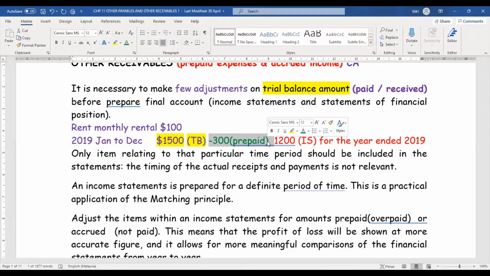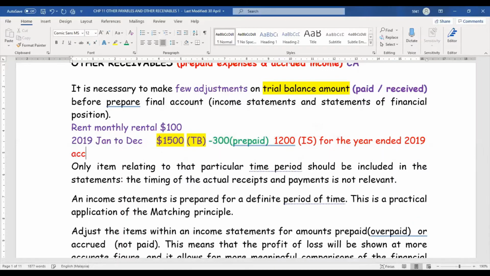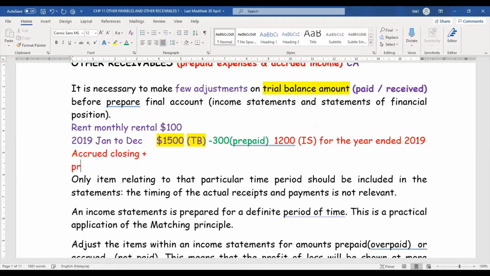So remember, if it is accrued closing, meaning at the end of the year, we will plus. And prepaid closing, meaning at the end of the year, we will minus. Remember, this is a very important point. Accrued closing, we plus. Prepaid closing, we minus.